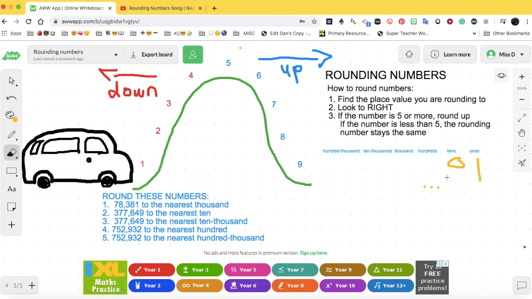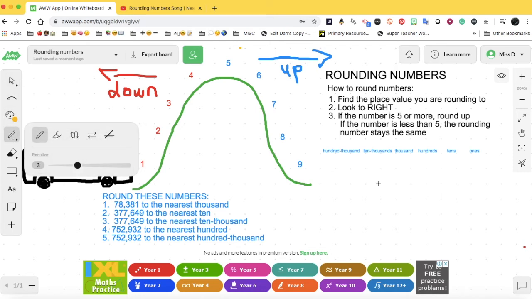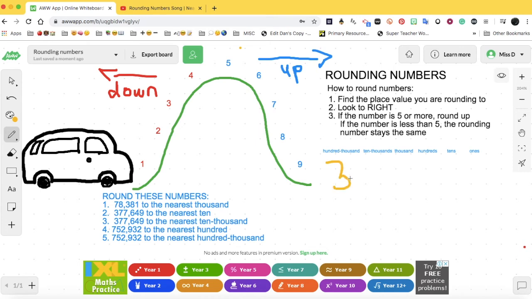Okay, next up is this next number, and we're going to have this number twice.